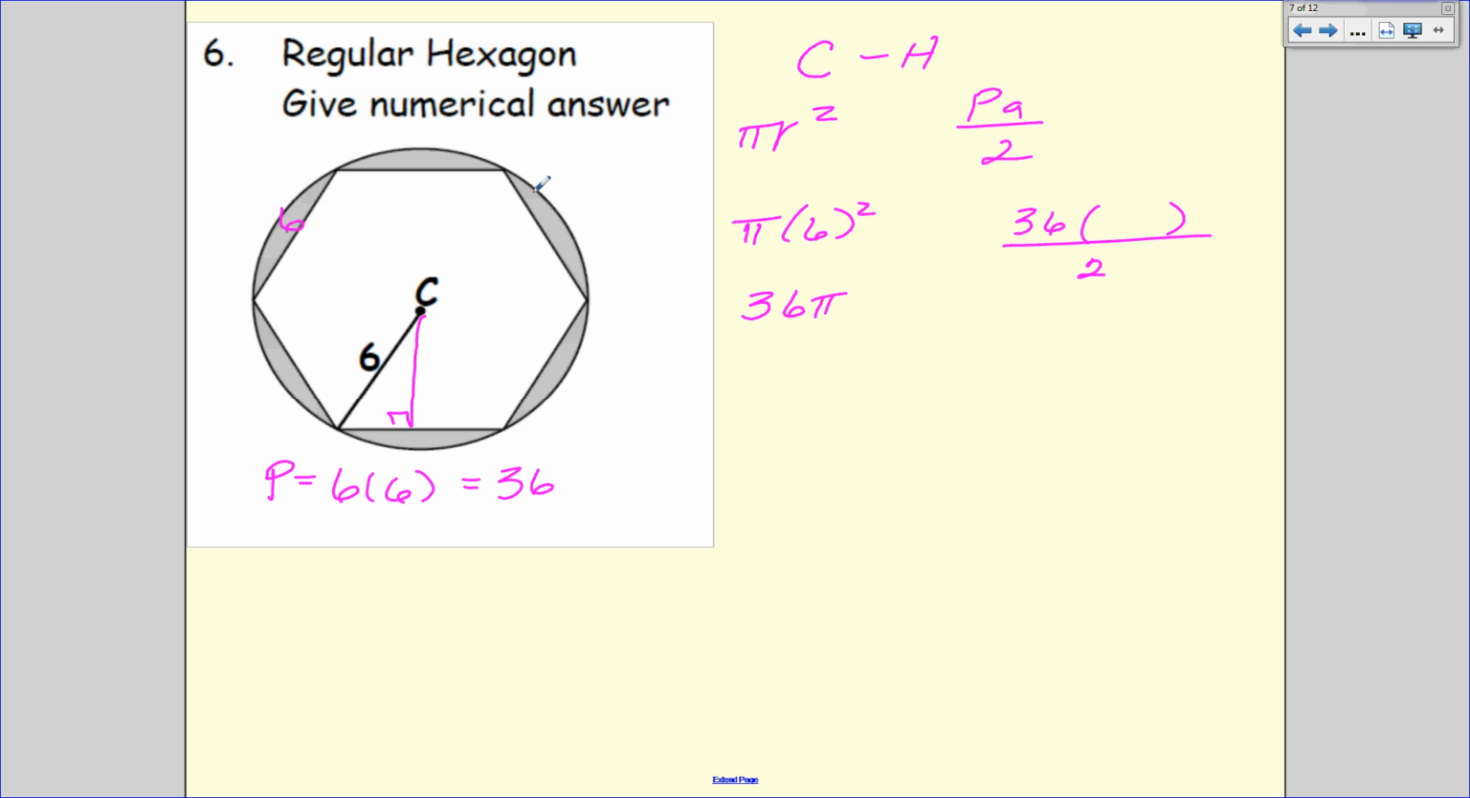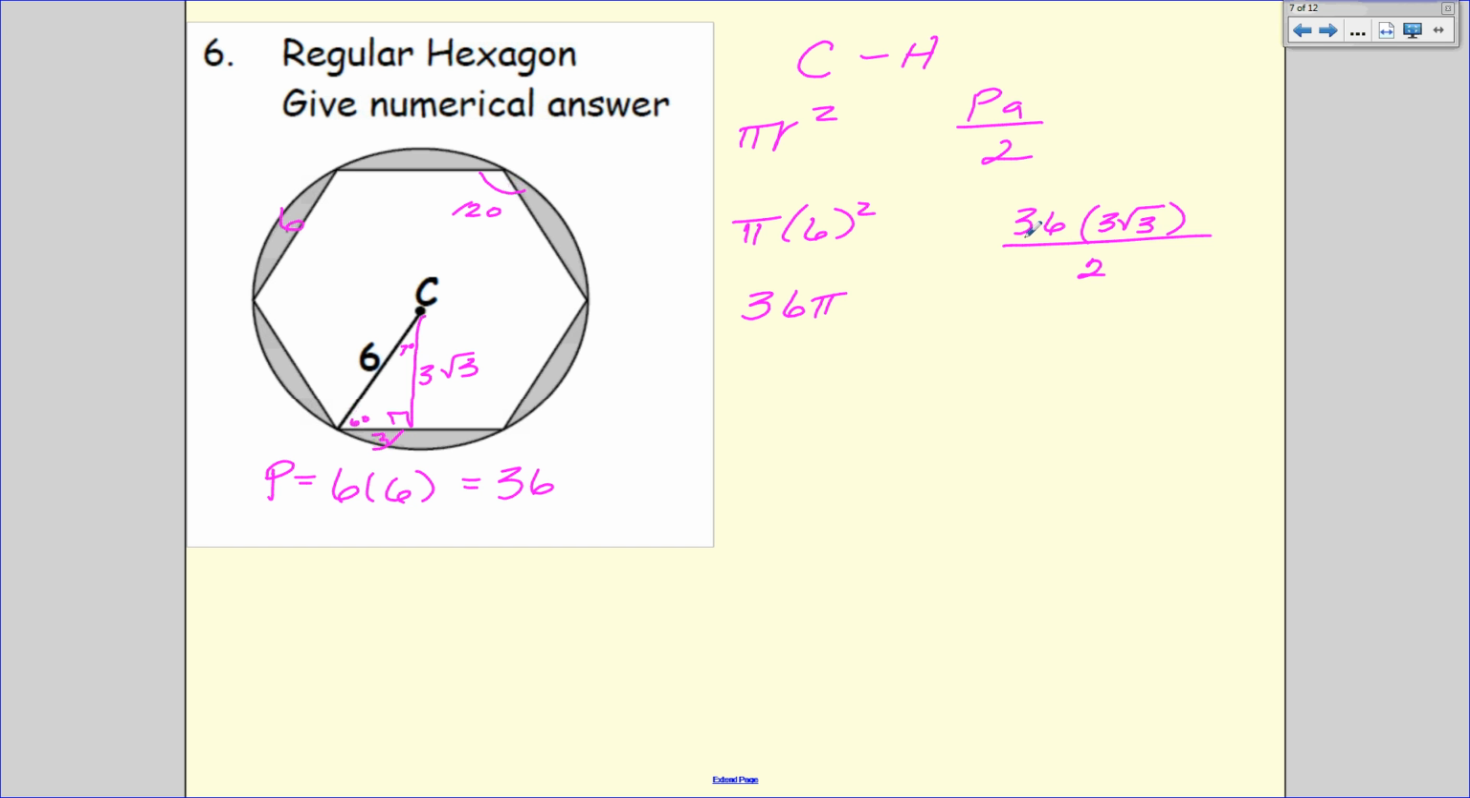Well, if the whole angle of your hexagon is 120, then when you draw this, it's 60. So that makes this angle up here 30. Well, in a special right triangle, a 30, 60, 90, the hypotenuse is always double the short side. So that makes this 3. And then your long side is 3 square root of 3, because remember your label. So your apothem would be 3 square root of 3.